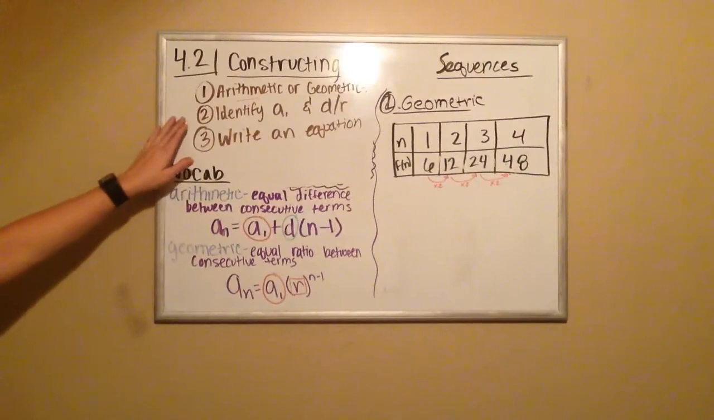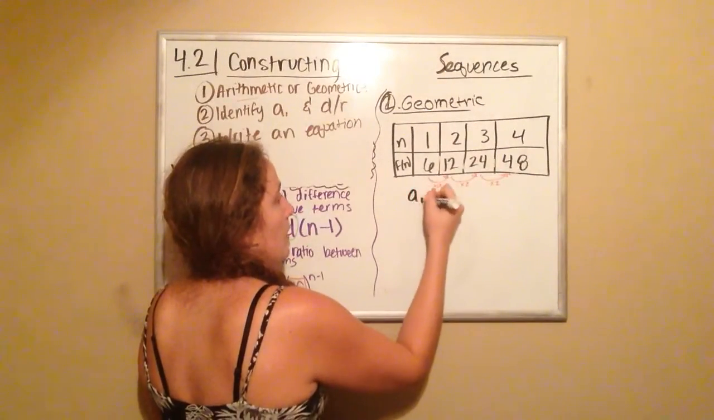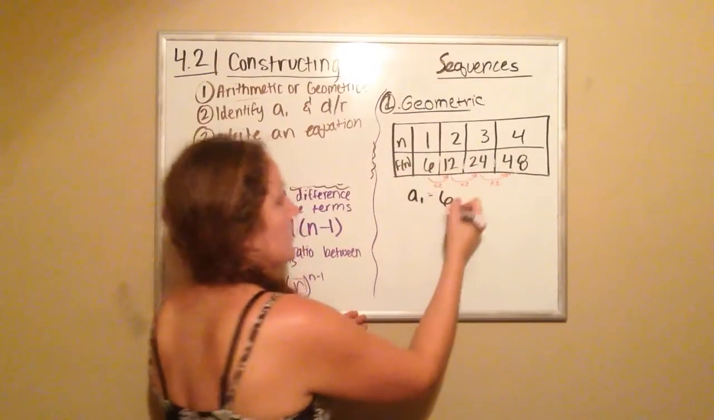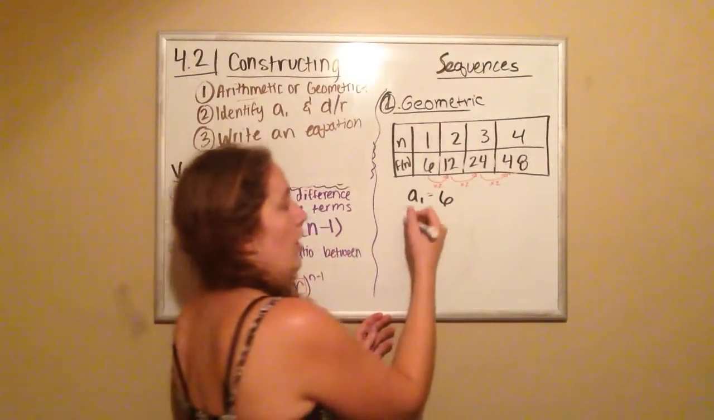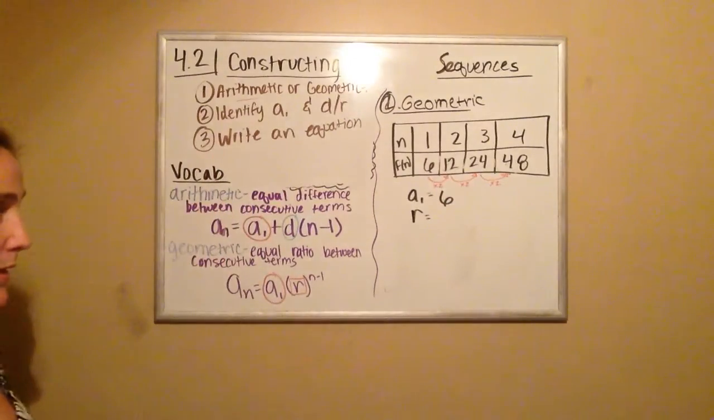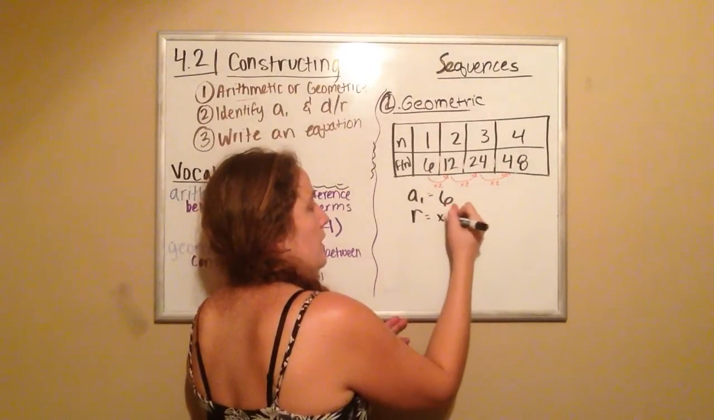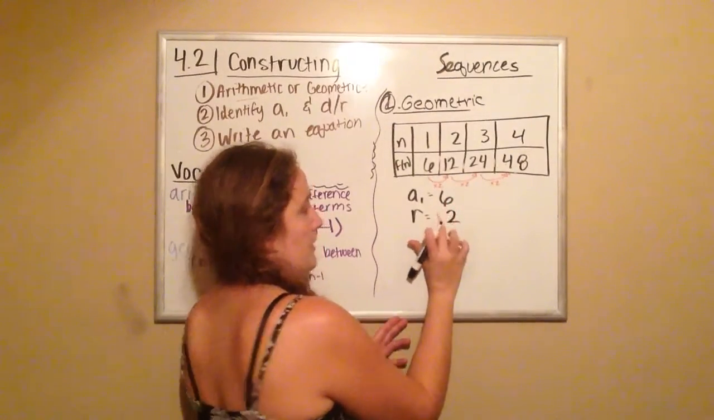So our second step says we need to identify A1. That's our first term, which is 6. And D or R. Well, we have R this time. We have a ratio because it's a geometric sequence. Okay? So our R was times 2 or just positive 2.